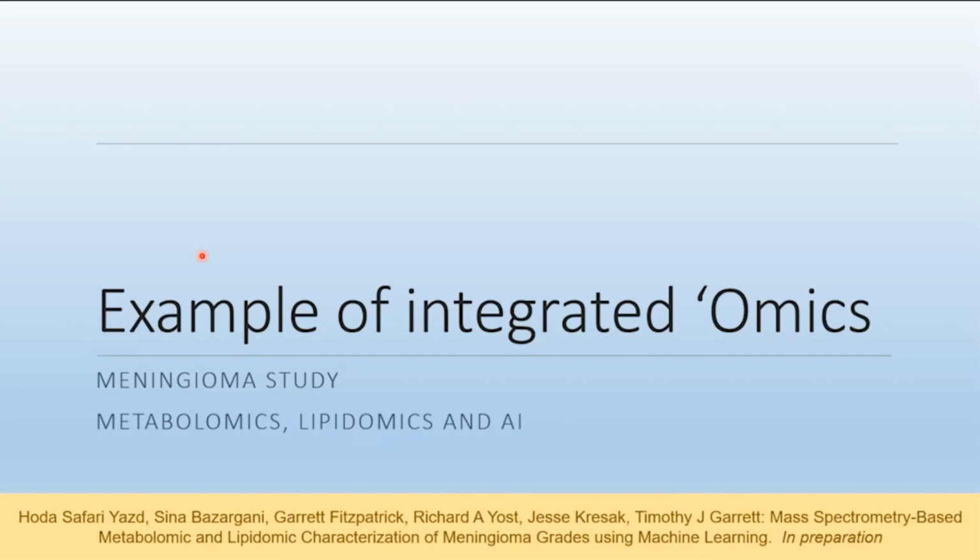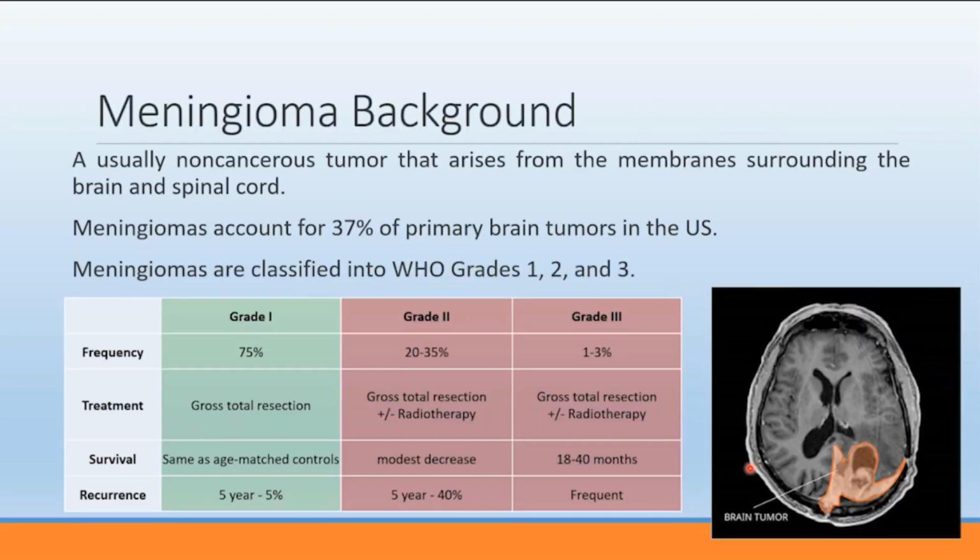So this is a study of meningioma, where we're using both metabolomics and lipidomics, as well as artificial intelligence approaches, to identify markers. And note that this was actually just published a couple days ago in the Journal of the American Society for Mass Spectrometry, which is a great anticipated publication of this article.